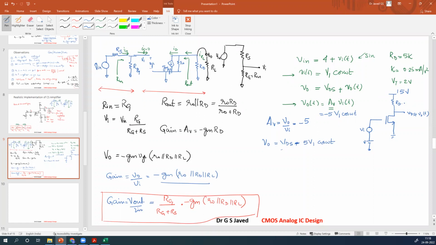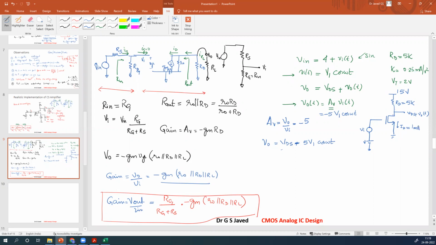To find out VDS value, you need to find ID. What is ID? It is mu Cox W by L, half, times VGS minus VT whole squared. Mu Cox W by L is how much? 0.25 milli, into VGS minus VT. How much is VGS at Vi equal to 0? Vi is 4. 4 minus 2, 2. 2 square is 4. 4 multiplied by 0.25 will give you 1. So this is 1 milliampere.